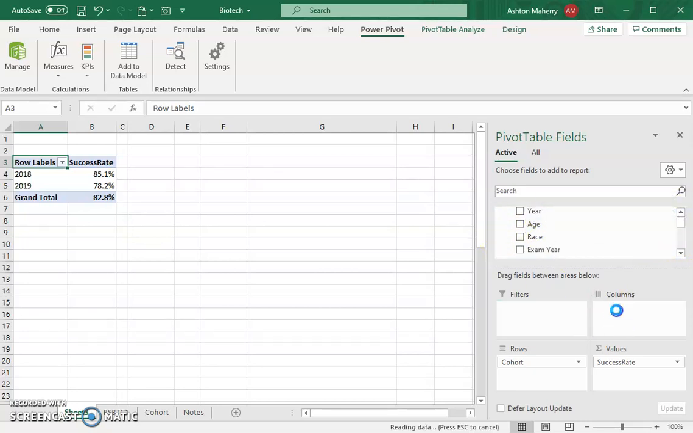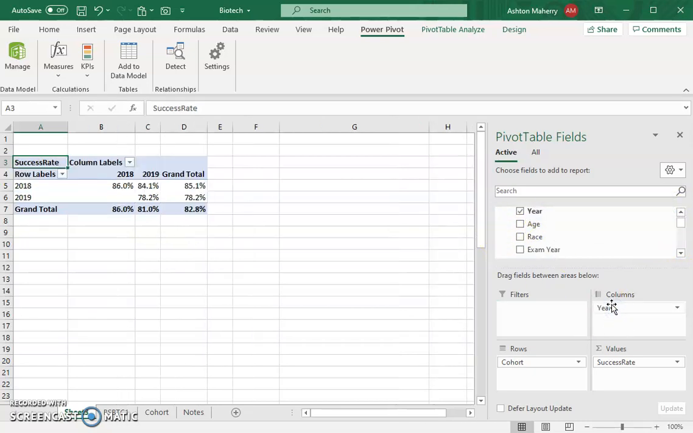And I'm going to put in year. Right. So there's the 2018 cohort. 2018 was an 86% success rate and then an 84% success rate. 2019, you guys are starting off quite lower with a 78% success rate. So that's now comparing the cohorts for each year.